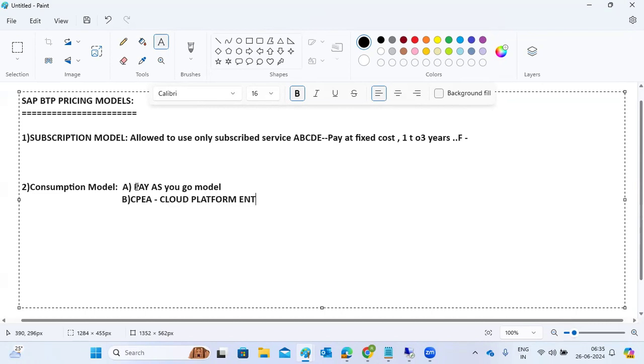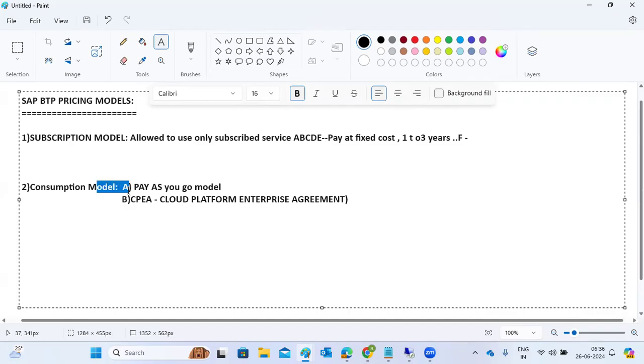Cloud platform enterprise agreement. So what is this licensing model for? In the consumption-based model, you are allowed to use all the eligible services without any limitations. You have no limitations here.